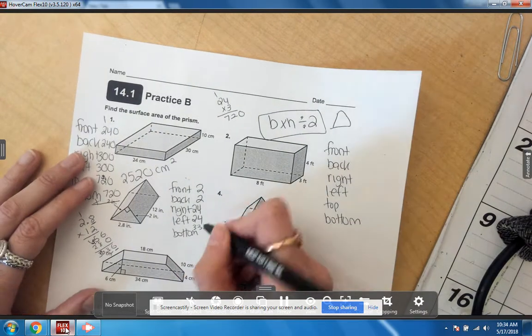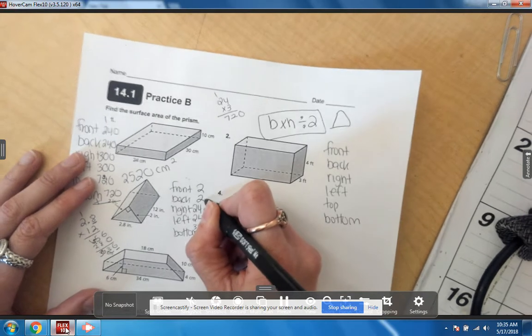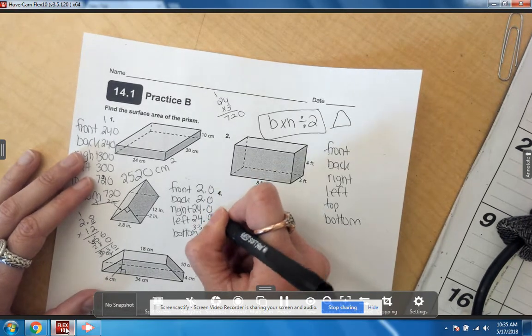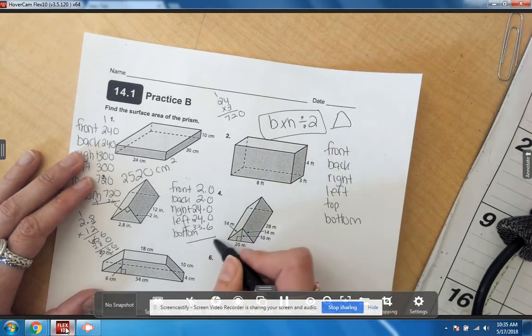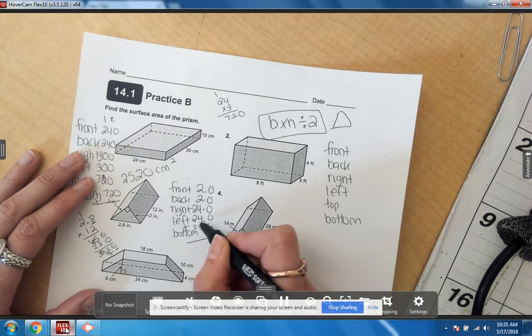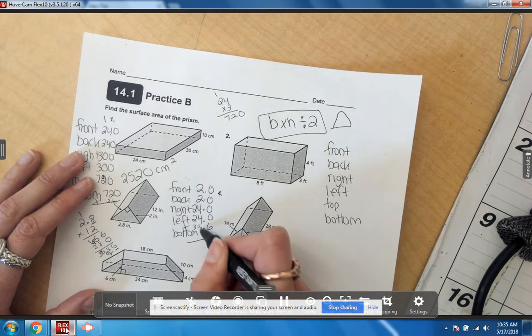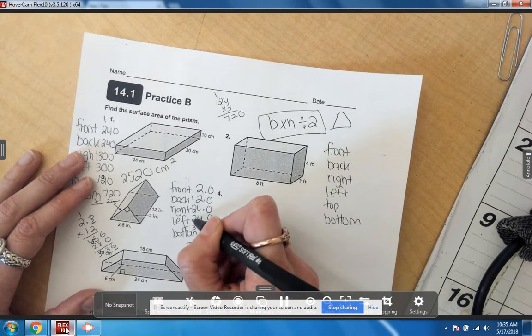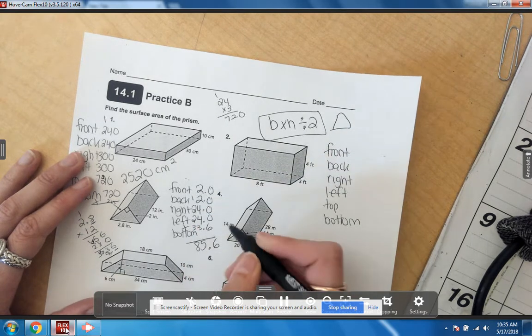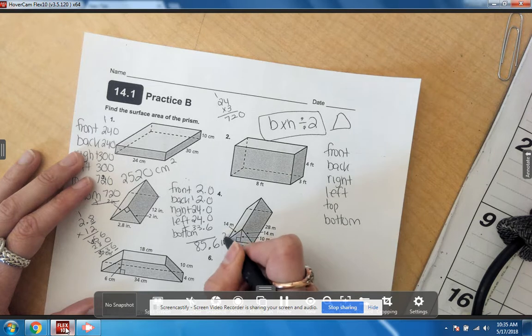Now I need to add these. So what I'm going to do is add a decimal point and a 0 to everything just so that they all are lined up. And I want to add these. So I get 6, bring the decimal point down, 4, 8, 9, 10, 11, 12, 13, 14, 15, 2, 4, 5, 6, 7, 8. So 85.6 inches squared.